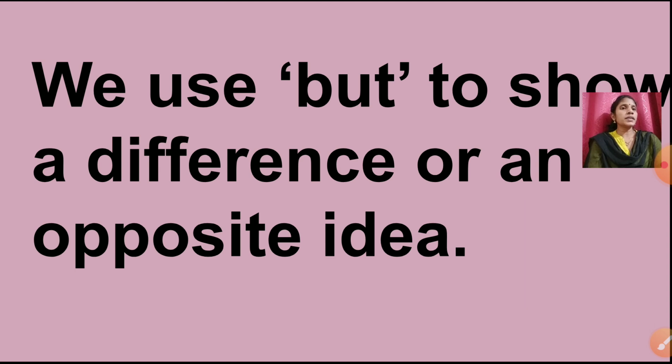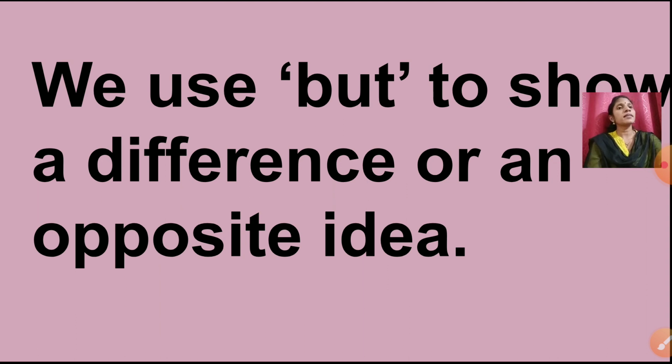We use but to show a difference or an opposite idea. Earlier we saw similar, that is the same idea. Now here we have to see whether it is similar or opposite. If it is an opposite idea, we have to use but. For opposite ideas we use but, and for similar ideas you will use and. Got it, children? Don't get confused. When you are talking about an opposite idea, that time you will use but.